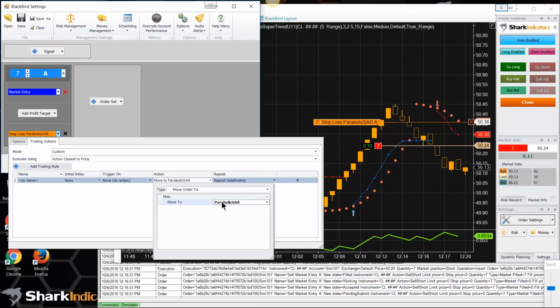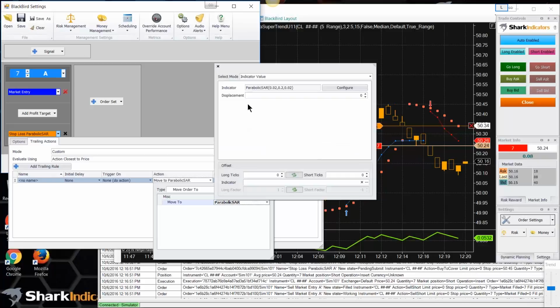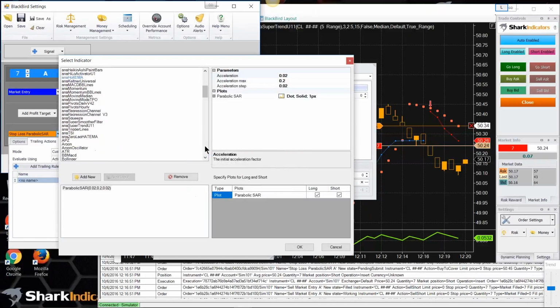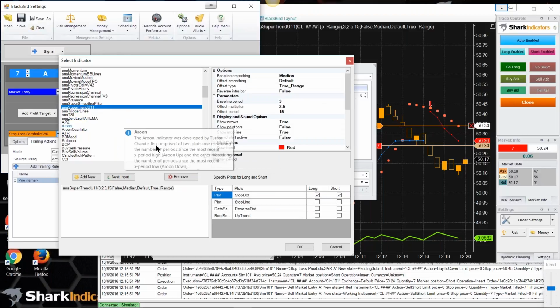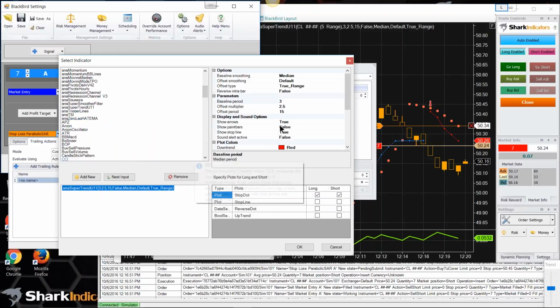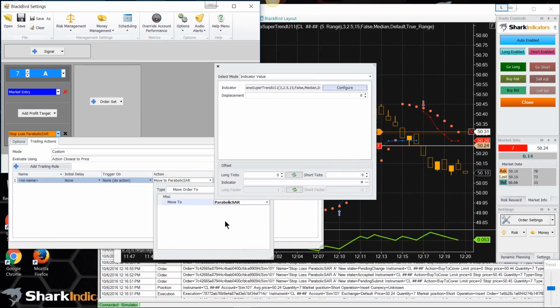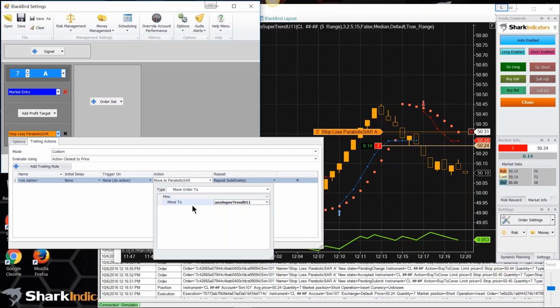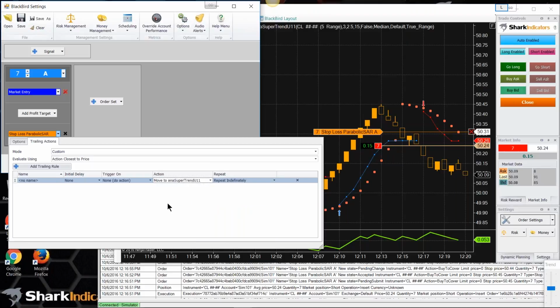Under Actions, we need to replace this parabolic SAR with the indicator that we want to use. So I'll just go find the SuperTrend again. Again, make sure you change any parameters that you might have adjusted that you might be using on your chart. Change those. Again, we're just going to use the stop dot as well. And we're switched over to the anaSuperTrend now.